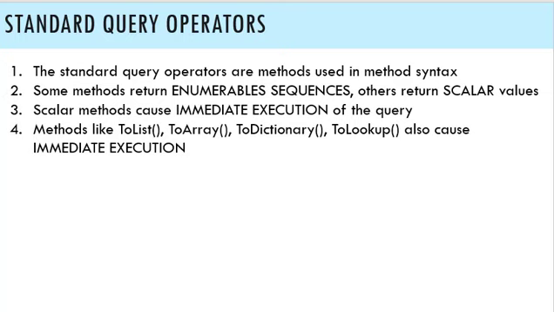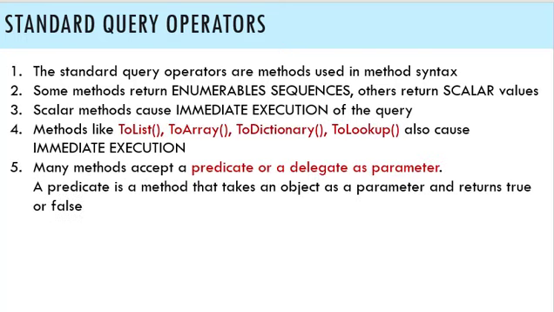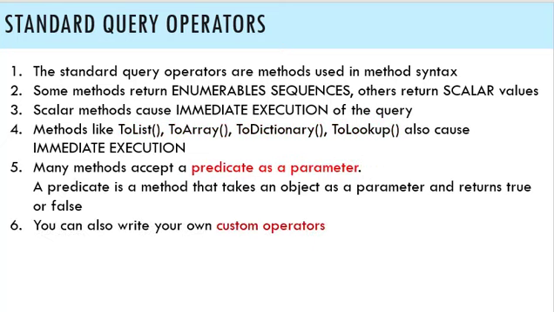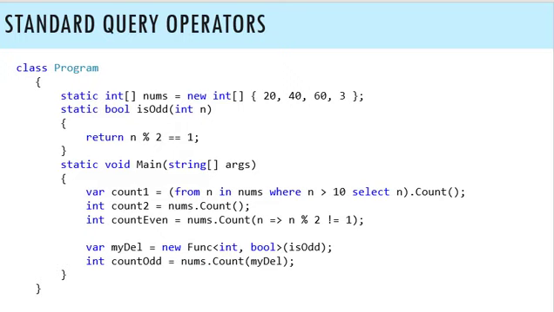Scalar methods cause immediate execution of the query. Similarly, methods like ToList, ToArray, ToDictionary, ToLookup also cause immediate execution. Many methods accept a predicate or delegate as a parameter. A predicate is a method that takes an object as a parameter and returns true or false. It means you can provide custom logic to the operator. You can also write your own custom operators or provide your own implementations and query translations.